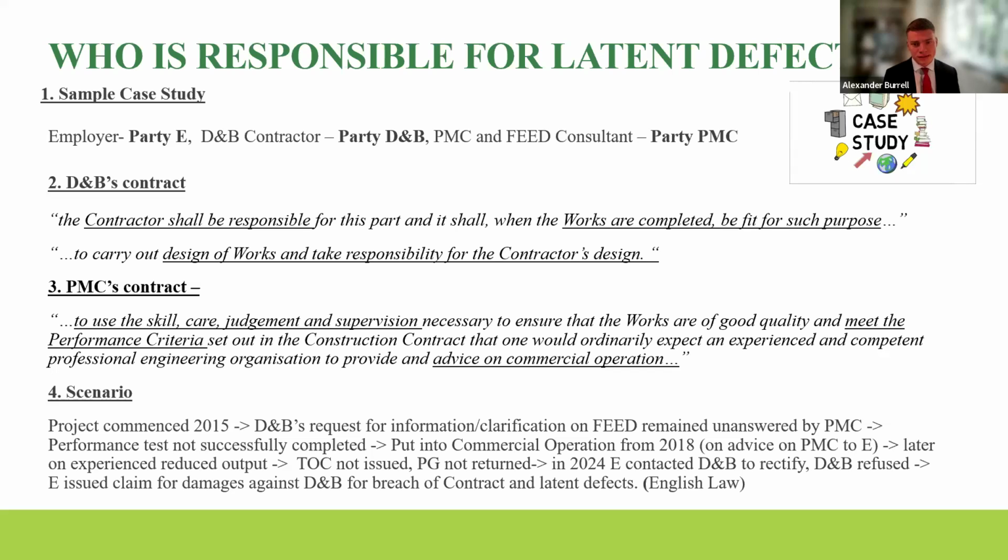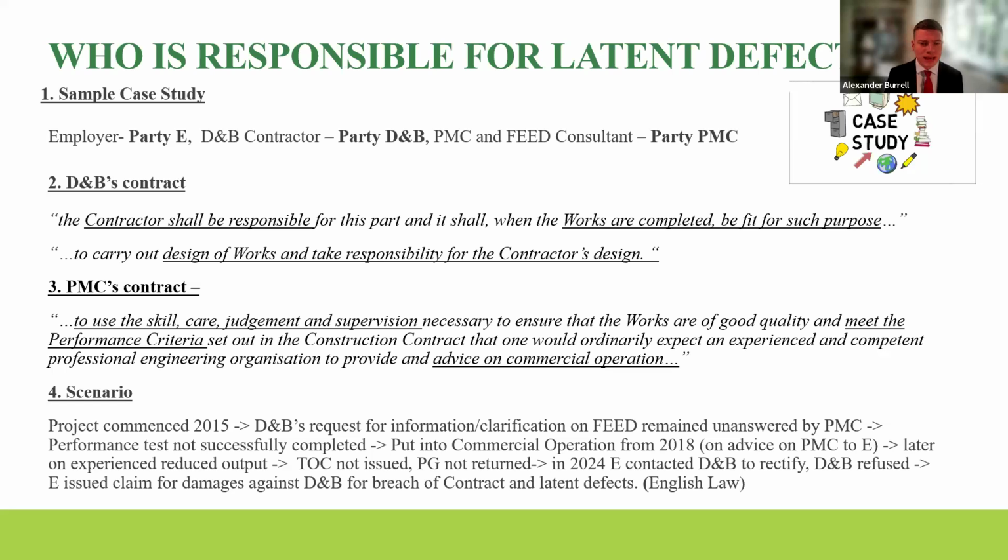So the first of these is which party and what cause of action. There are 2 potential parties that the employer can go after: the main contractor, who's a design and build contractor, and the consultant. And there are potential claims in both tort and contract. We've got the contract terms set out on this slide.